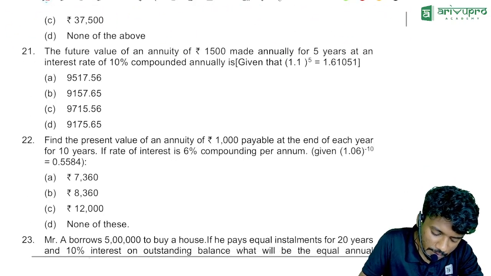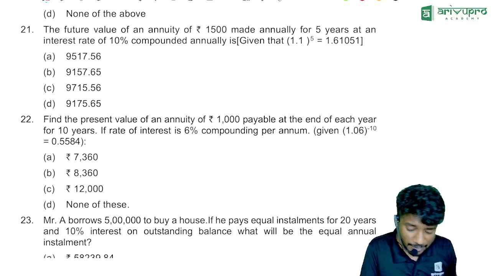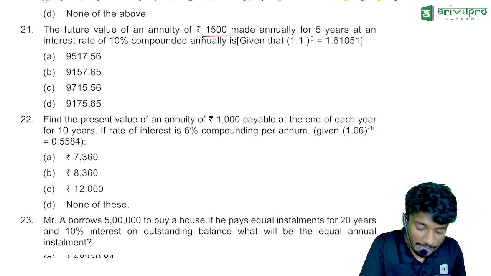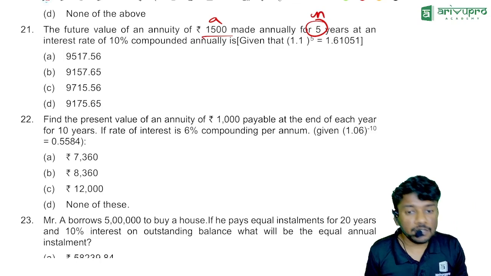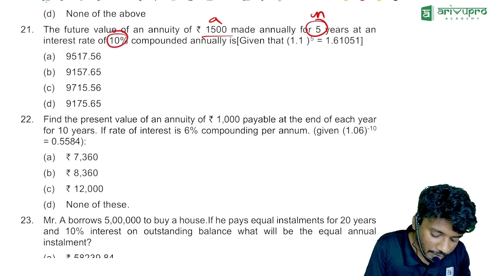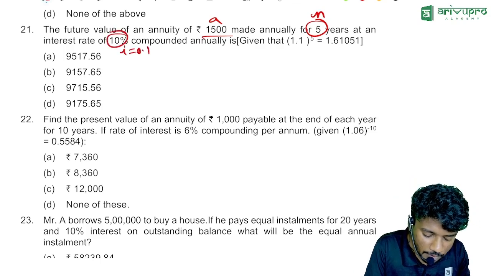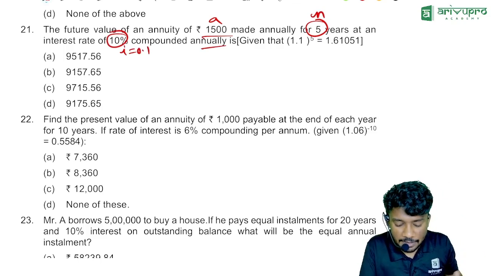Next one. Look at the question. The future value of annuity. So A is how much? 1500, made for 5 years. N is how much? 5. Then at an interest rate of 10%, I is equal to 0.1, compounded annually. Everything is given.